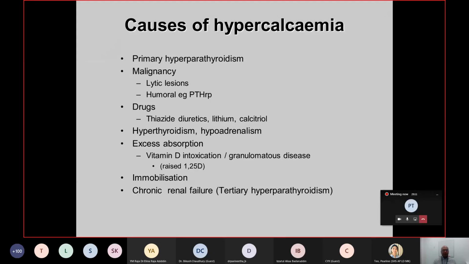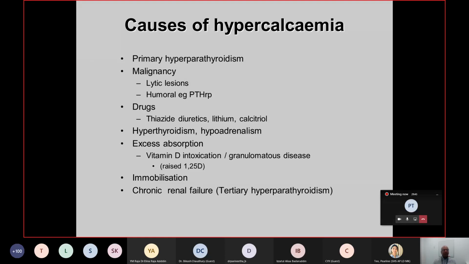Now, the less common causes, endocrine causes, hyperthyroidism and hyperadrenalism, need to be considered. Less common, but sometimes can trip you up. Excess vitamin D absorption. So, apart from calcitriol, vitamin D itself, if taken in large doses, can cause hypercalcemia. And also granulomatous diseases such as sarcoidosis need to be considered.